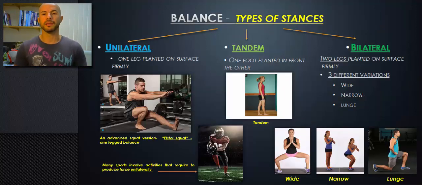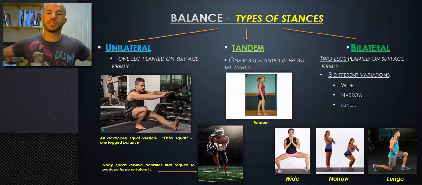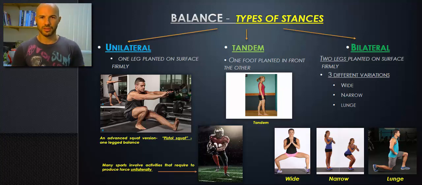We learned that we keep our balance as long as we keep our center of mass within the cone of stability. The moment it goes out, we lose the balance. But what are the types of stances that we can use as a human being? We have the unilateral, which is on one leg, the tandem stance, which is two feet aligned, and the bilateral stance, which is using two feet planted firmly on the ground. Let's go ahead and check the unilateral ones. As the name implies, unilateral means just using one foot to keep our balance.